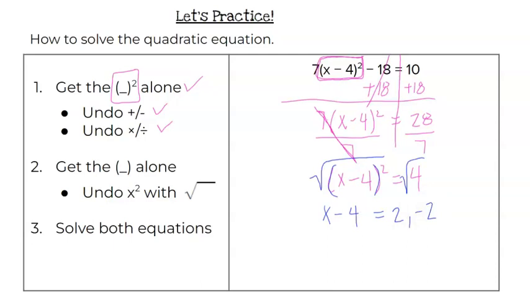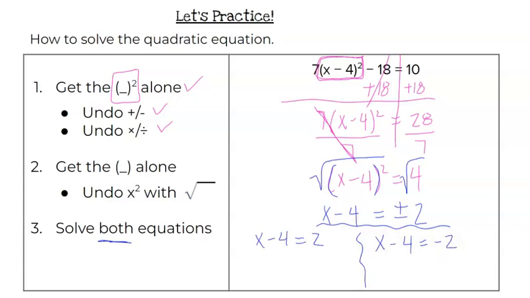So the more common way to write that is plus or minus 2. This plus or minus just means the 2 can be both positive and negative. So this plus or minus symbol, we're going to use this lesson and continue on using it next lesson. So it's something to get used to. So we have plus or minus 2. Now we need to solve both of these equations because we would have one equation where x minus 4 is equal to positive 2, and then we'd have an equation where x minus 4 is equal to negative 2.